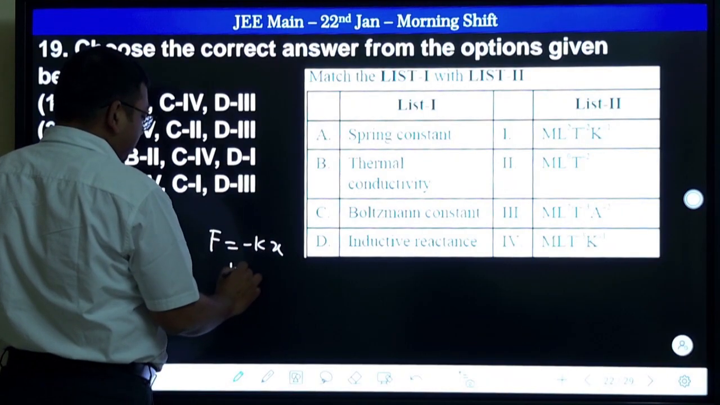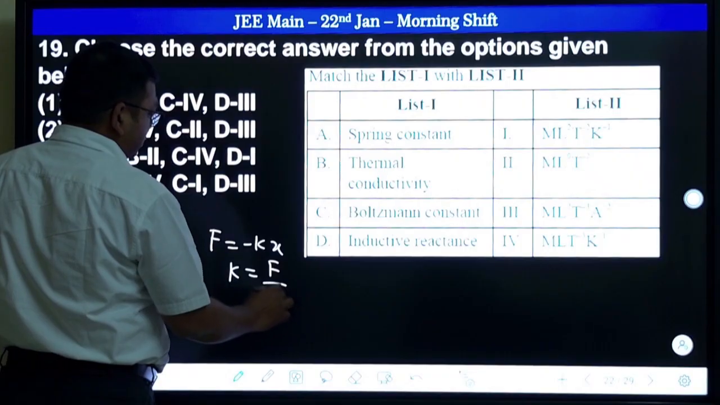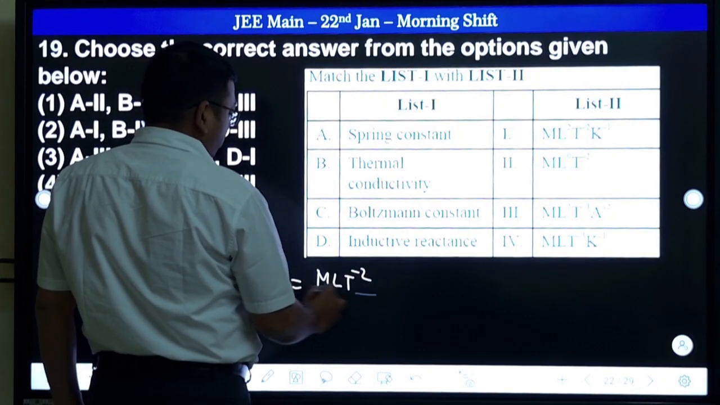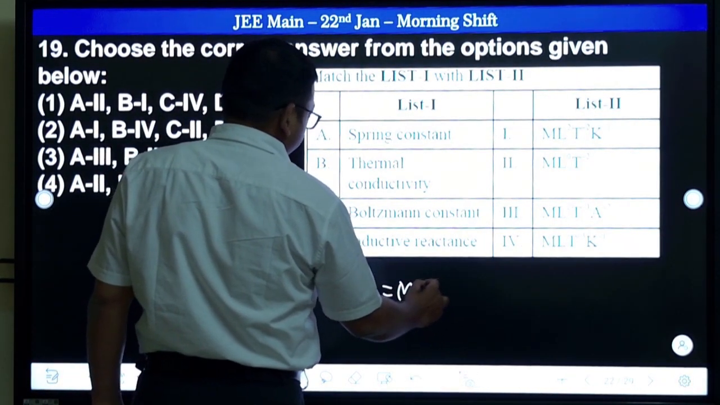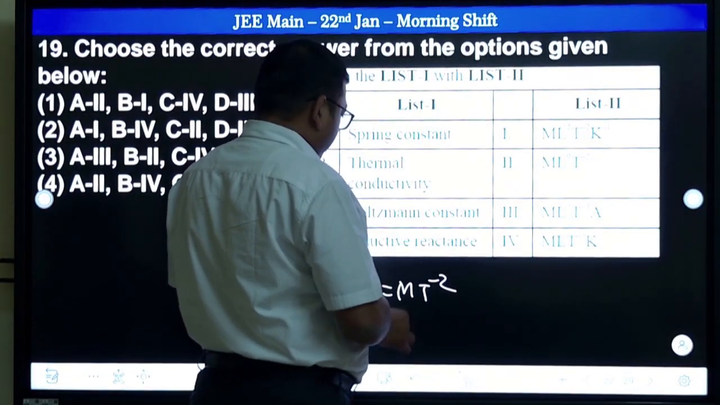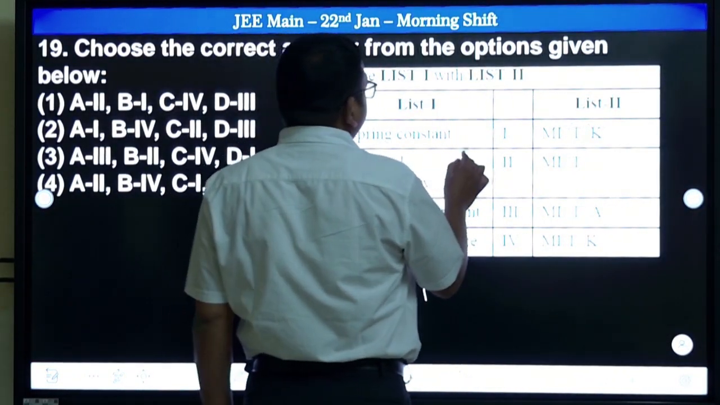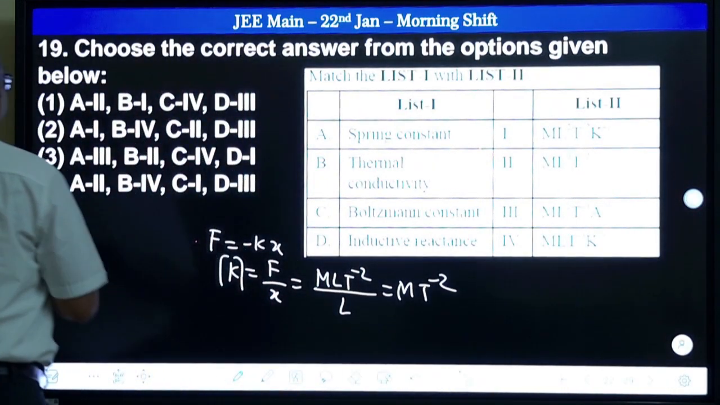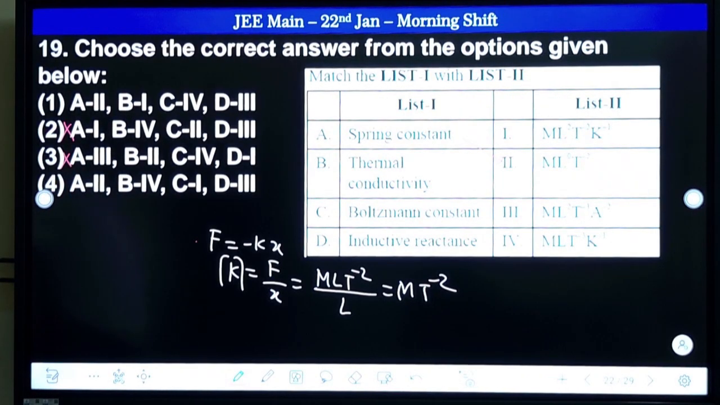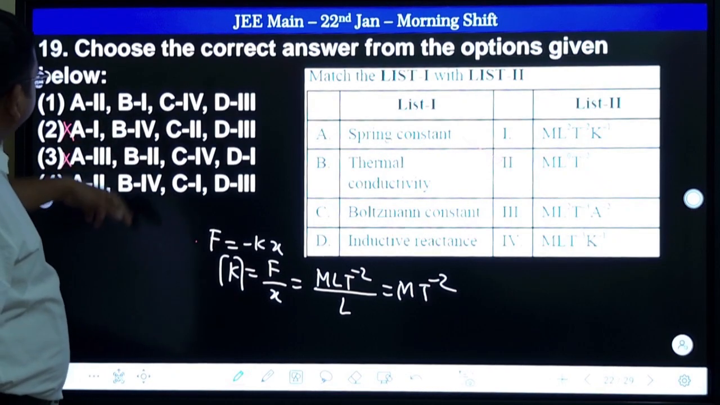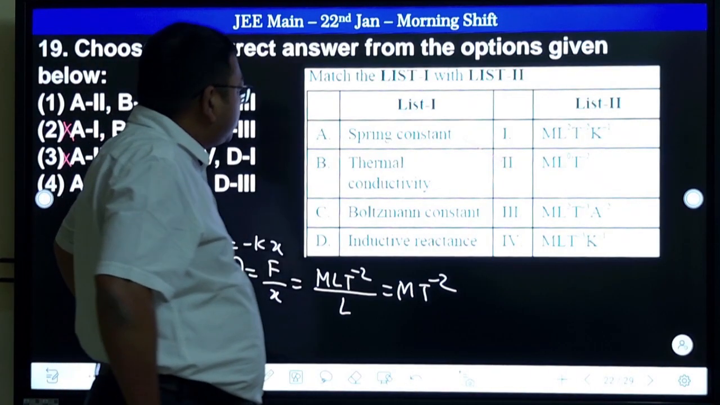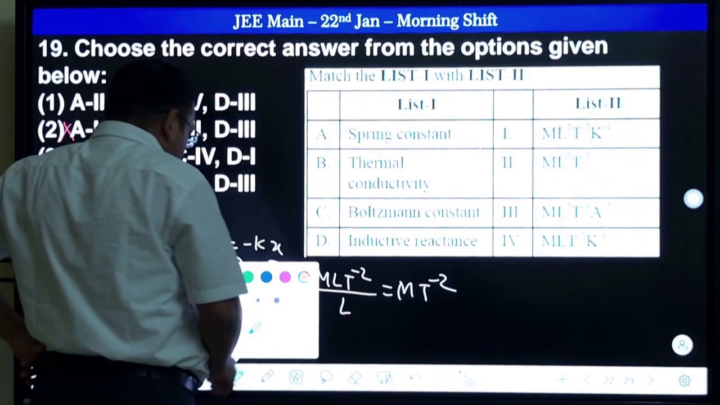Anyway, the dimension of k will be force by x, right? Force is MLT to the minus 2 divided by L. So that means MT to the minus 2. MT to the minus 2 must match. So M T^-2 L^0. So this will match with second. So you are done with the second and third options. Now we can match B or C. B or C, whichever is easier for you, you match that.